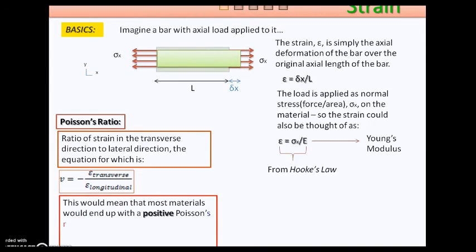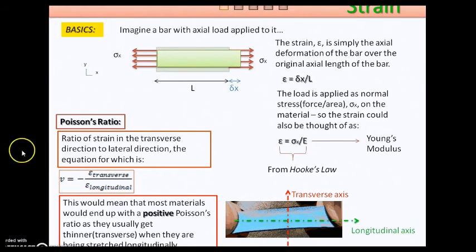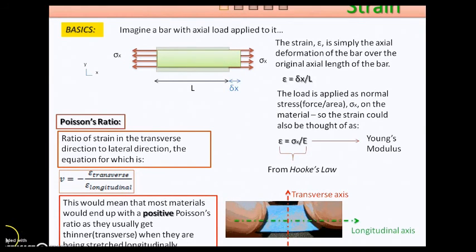And since most materials tend to become thinner in the transverse direction, so a negative length change as they are being stretched longitudinally, they end up having a positive Poisson's ratio. And this animation here shows that very clearly.